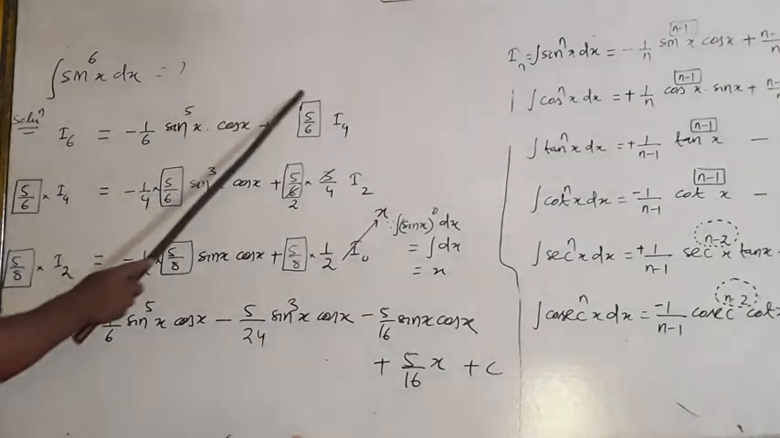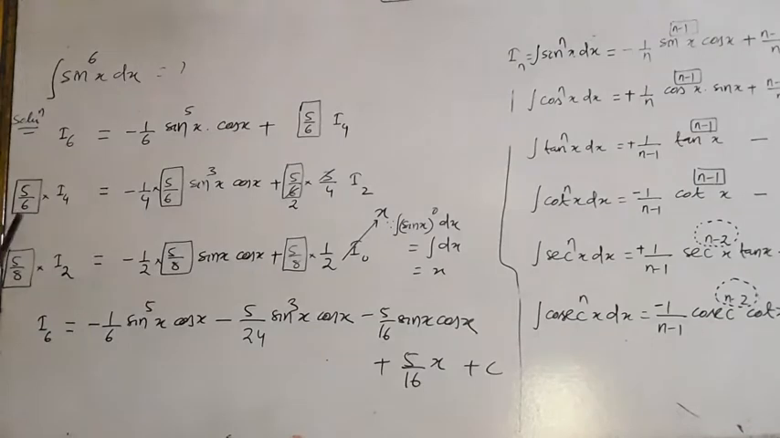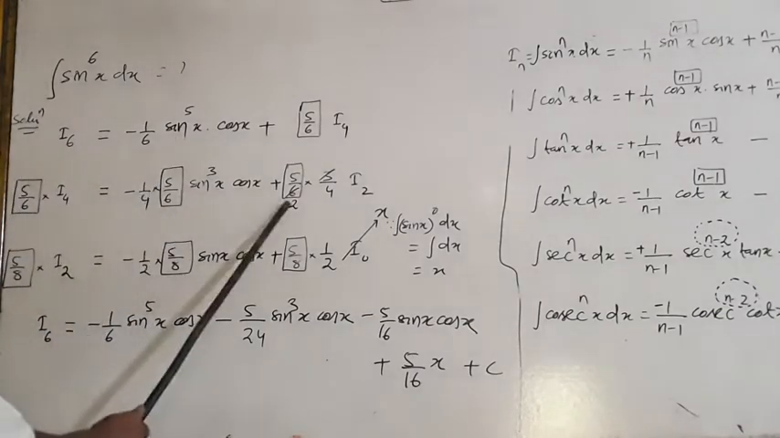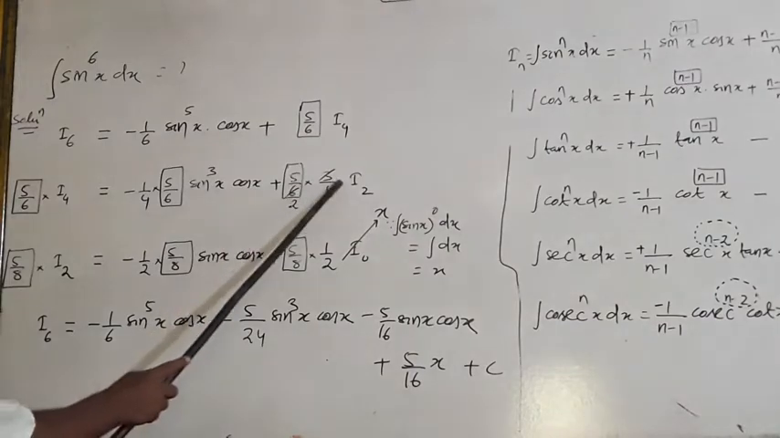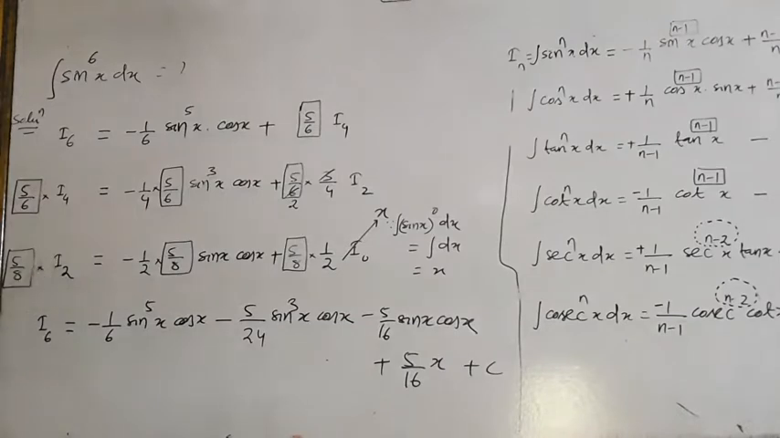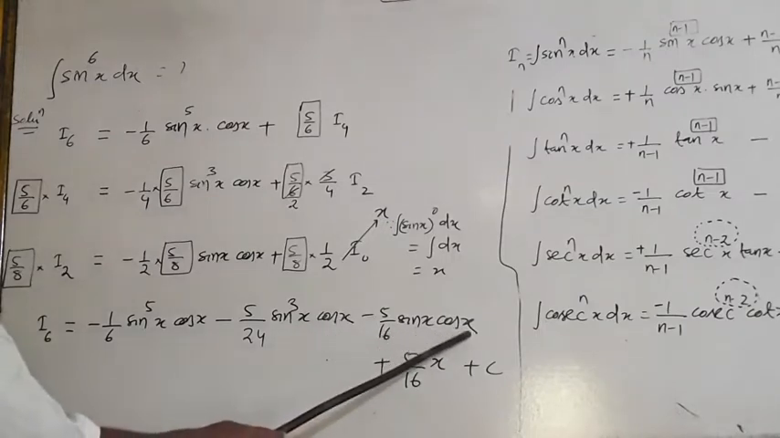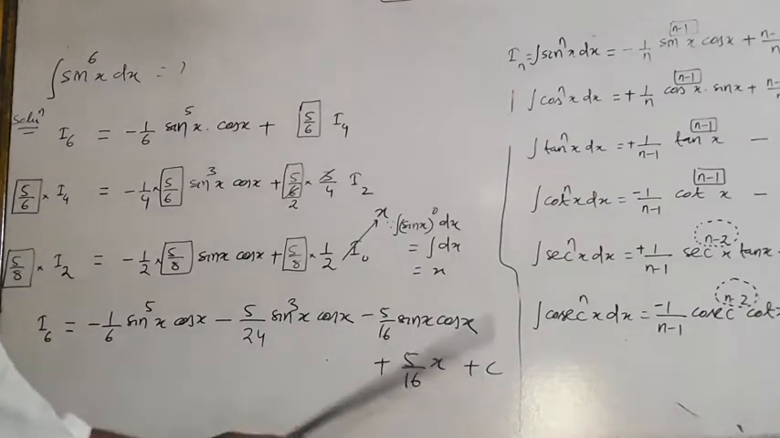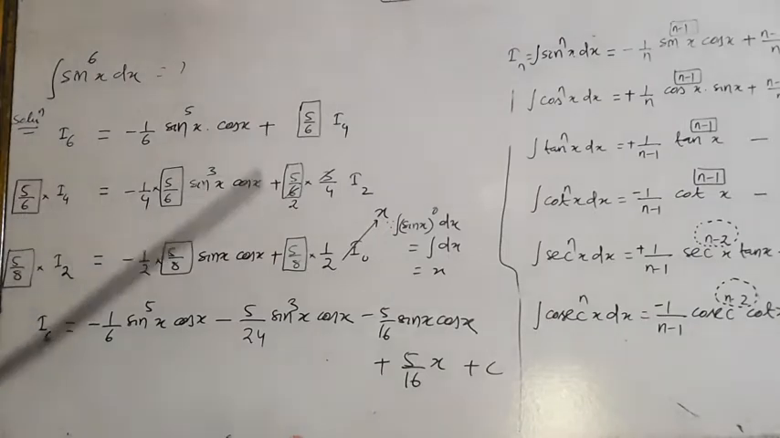Now here 5 by 6 I4. You have to multiply 5 by 6 here, here, here. Then the total result is 5 by 8 I2. In place of 5 by 8 I2, here only I2. So multiply 5 by 8 to each place. Now the result you will find, I6 is minus 1 by 6 sin power 5 x cos x minus 5 by 24 sin cube x cos x minus 5 by 16 sin x cos x plus 5 by 16 x plus c. In this manner you can do sin power 8, sin power 10, sin power anything.